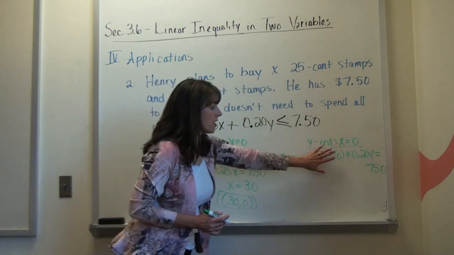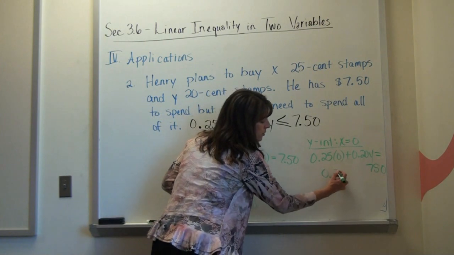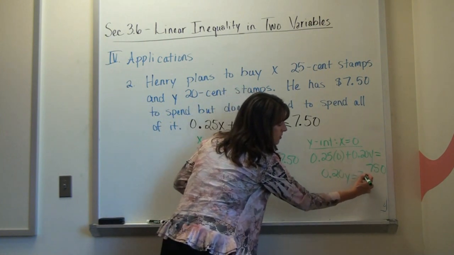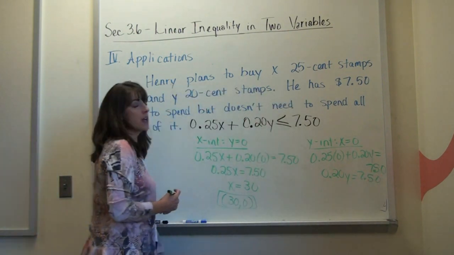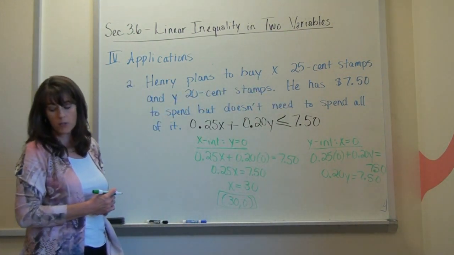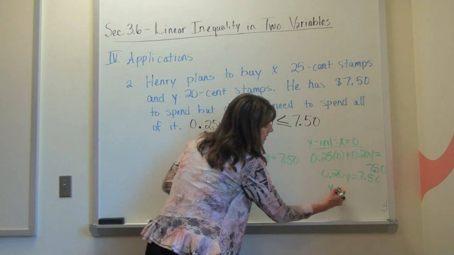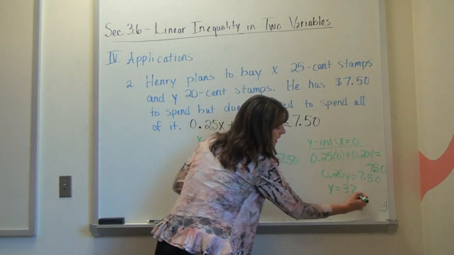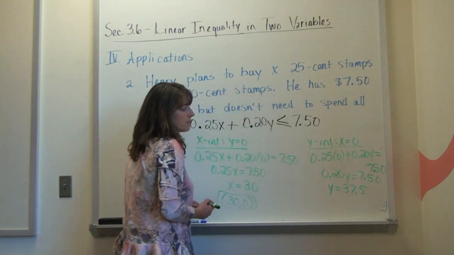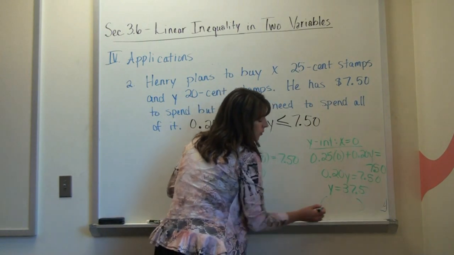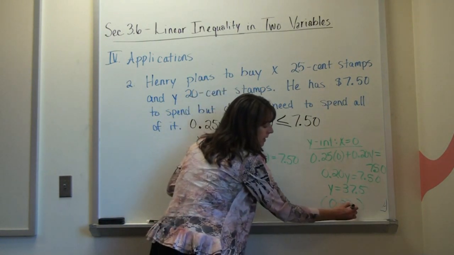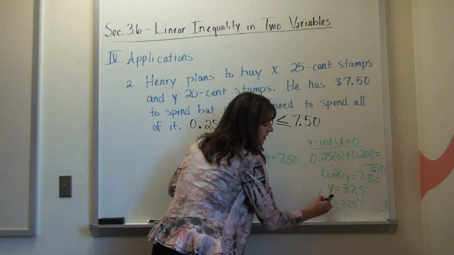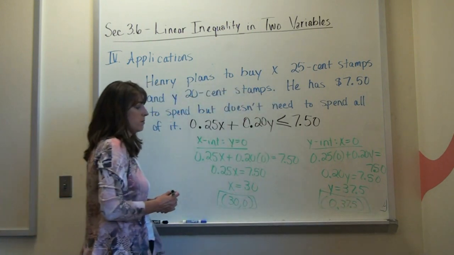So like we said, this entire front term is gone. I'm left with 0.20y equal to 750. Oops, need that decimal point in there. And when I take 750 and divide it by 0.20, I will get 37.5. So my ordered pair will be x is 0 because I made it 0, and when I did, the y came out as 37.5. There's the second point on that 2D coordinate plane.